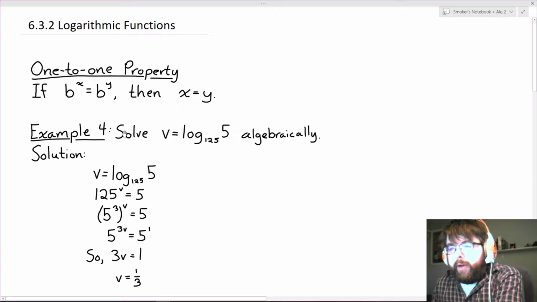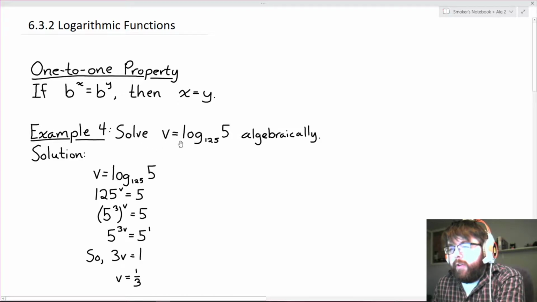And the goal of this type of problem is, we want to get like bases. We want to get the same base on each side. Once we have the same base on each side of the equation, we can then set the exponents equal to each other. We can just look at what this exponent is and set it equal to whatever this exponent is.